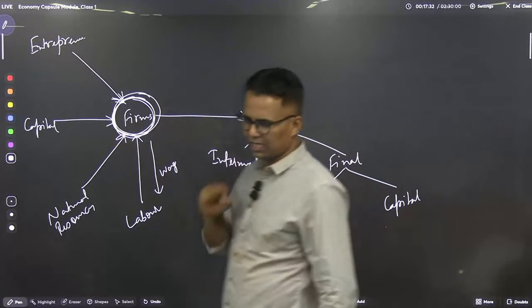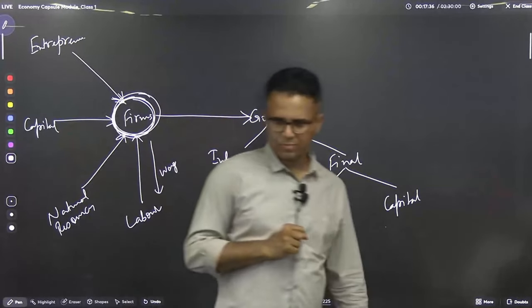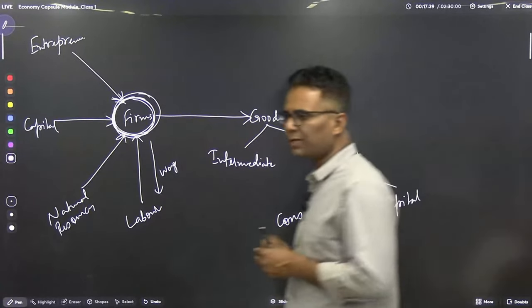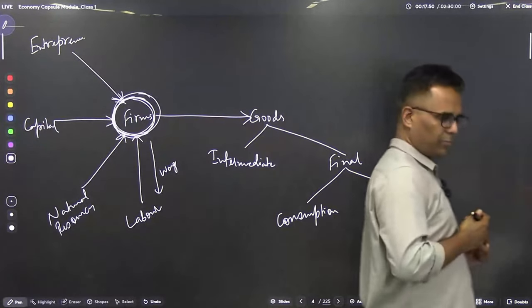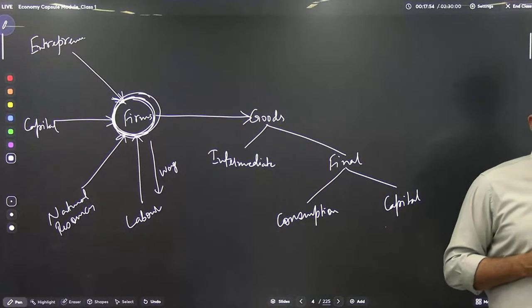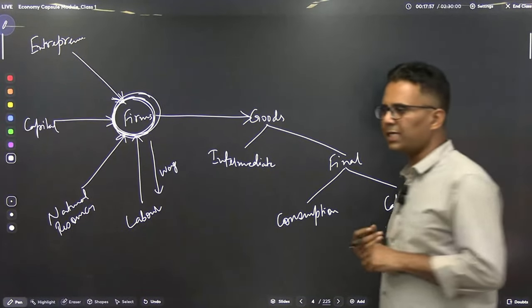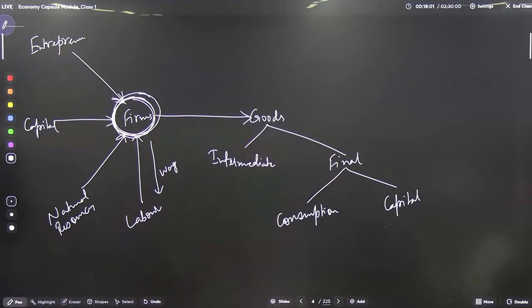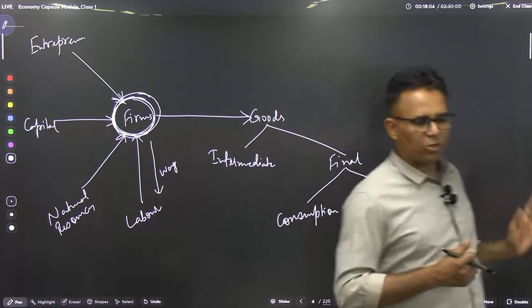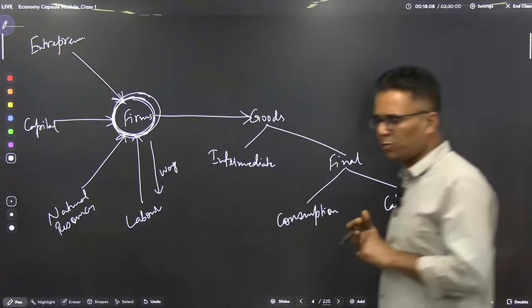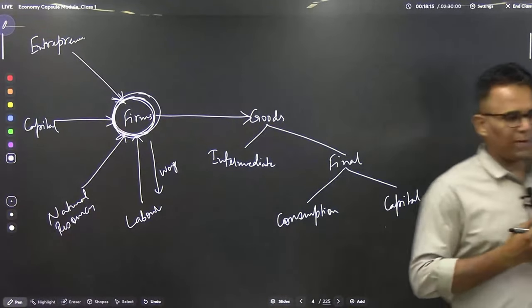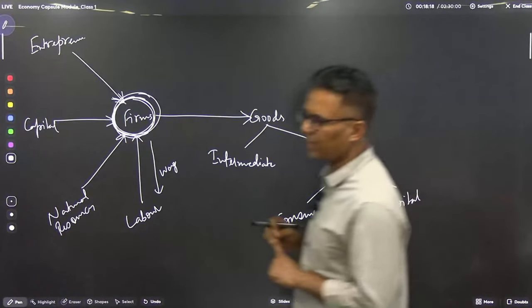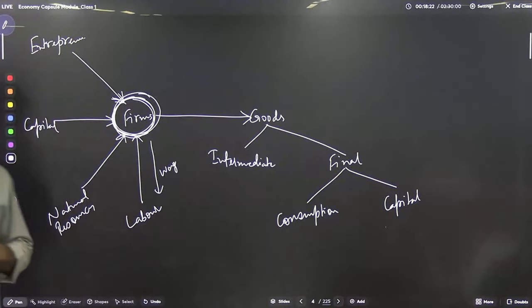Now try to understand, if this is Unacademy, what is capital? There are three characteristics of capital goods, and capital goods is the most important term in economics. You can write it down. First, it is an output of a man-made process.